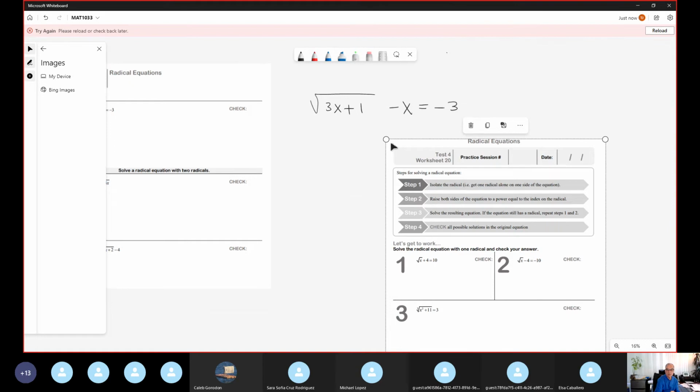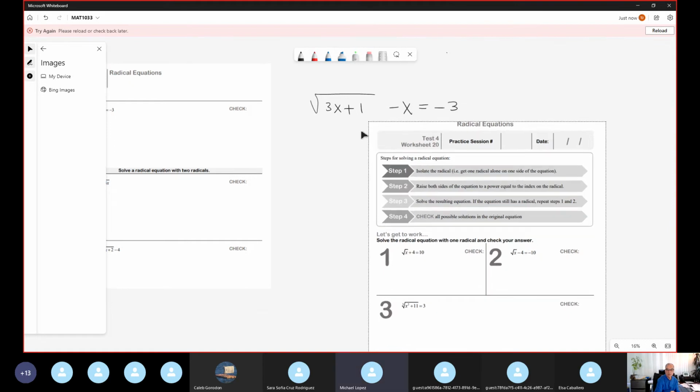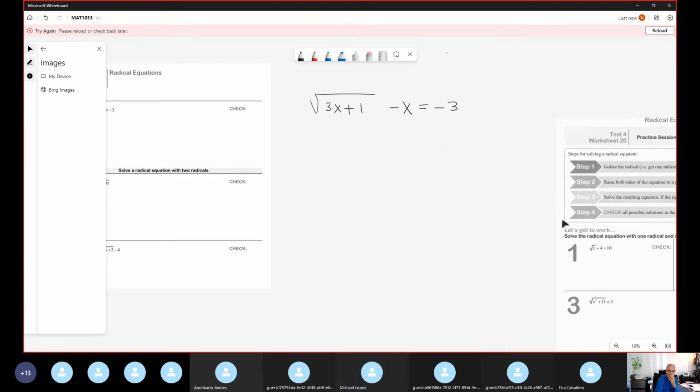Read that. It says isolate the radical, get one radical alone on one side of the equation. Exactly. It's doing this action. So now I need to isolate the square root of 3x plus 1 is equal to x minus 3, because I moved that x to the right-hand side like a positive. And this minus 3 stays here, alive.